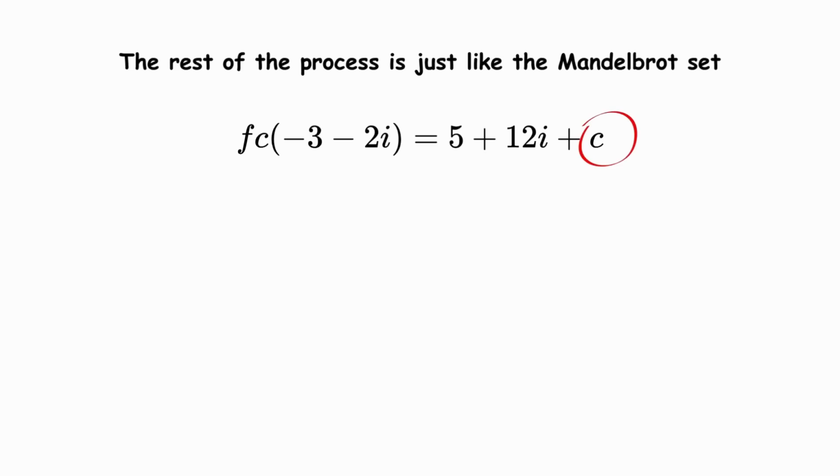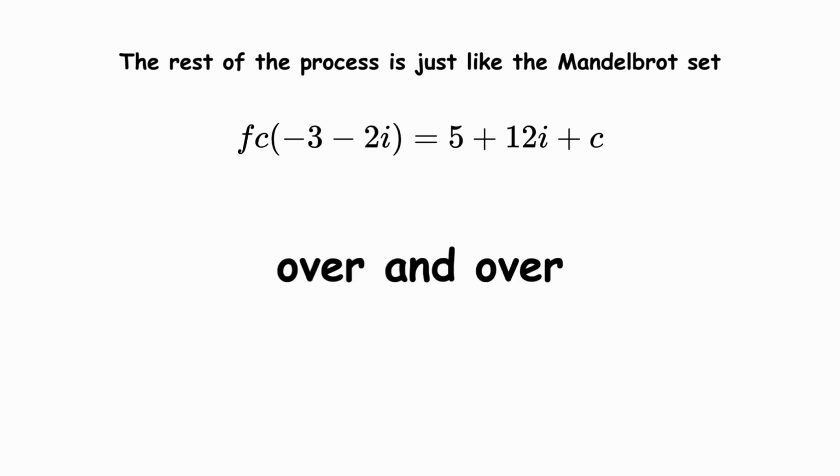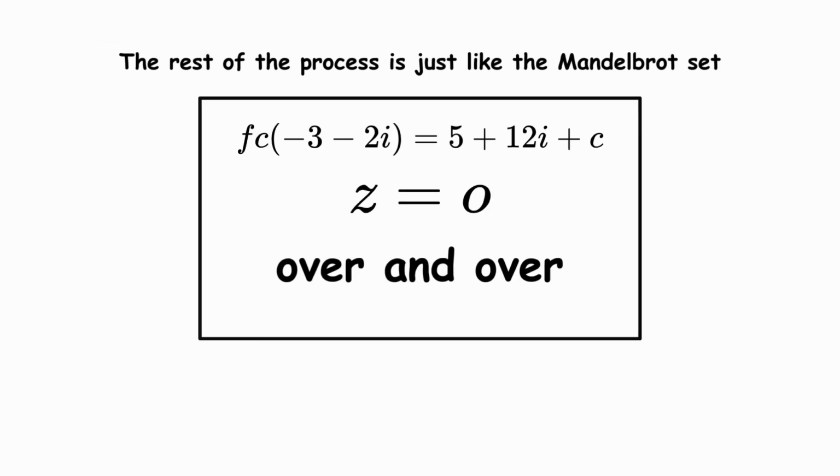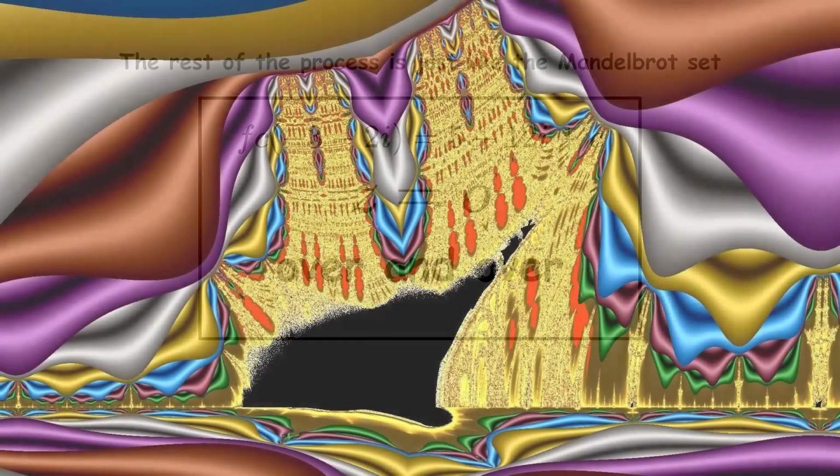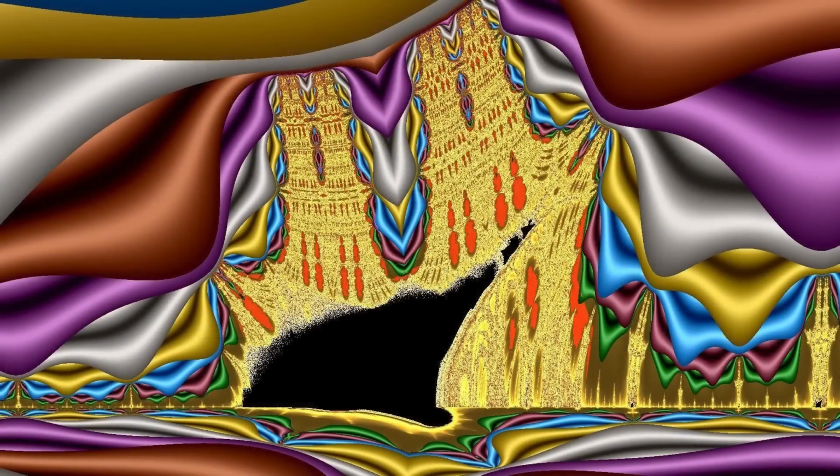The rest of the process is just like the Mandelbrot set. We start by selecting a value of c, then we take this function and apply it over and over, starting with z = 0. If the value stays bounded, then c is in the burning ship. Drawing all such values, coloring other values based on their speed of divergence, and vertically flipping the image because it looks nicer, we get this result.